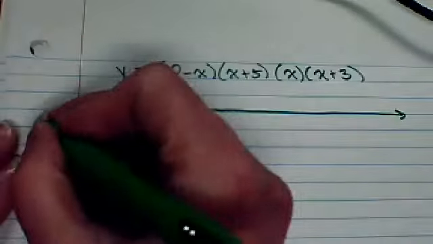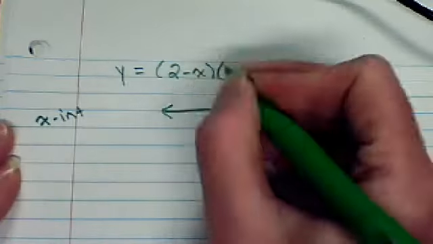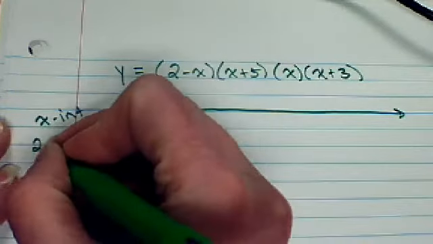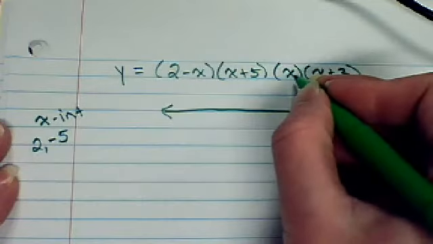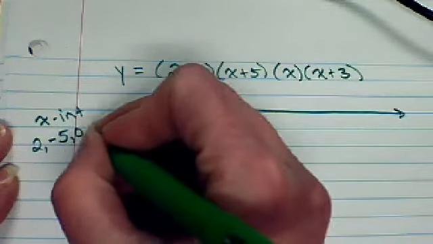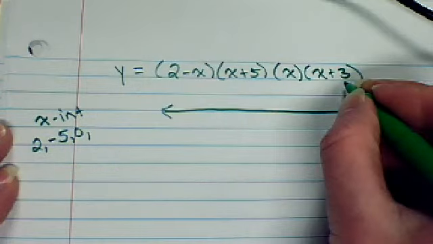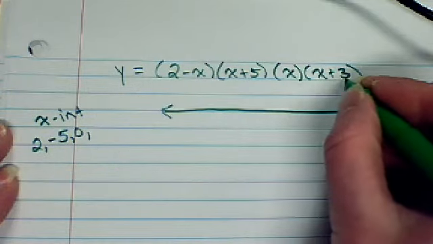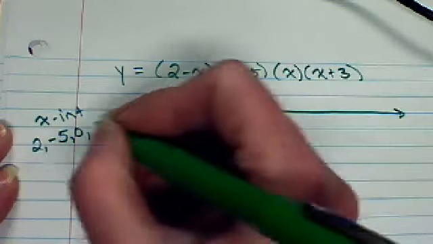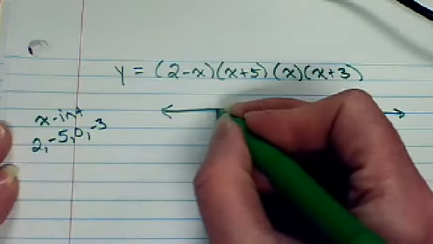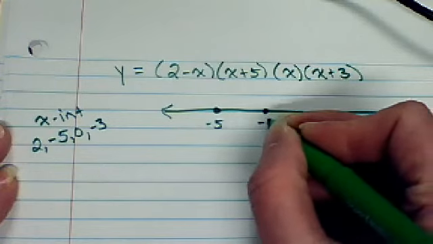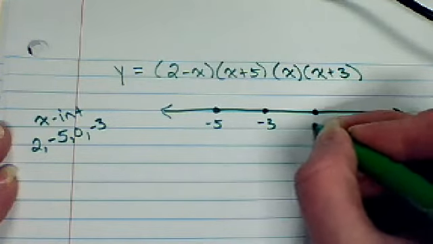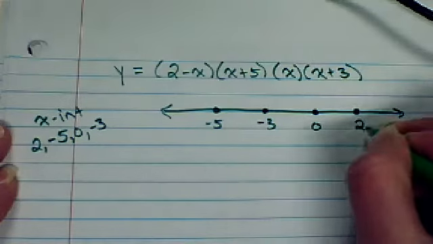Well, our x-intercepts: for 2 minus x, it would be 2; for x plus 5, this would have to be negative 5. The only way the parentheses x plus 5 would be 0 is if x is negative 5. And then the value that makes the last parentheses 0 would be negative 3. We must place them in order. So I have negative 5, negative 3, 0, and 2.